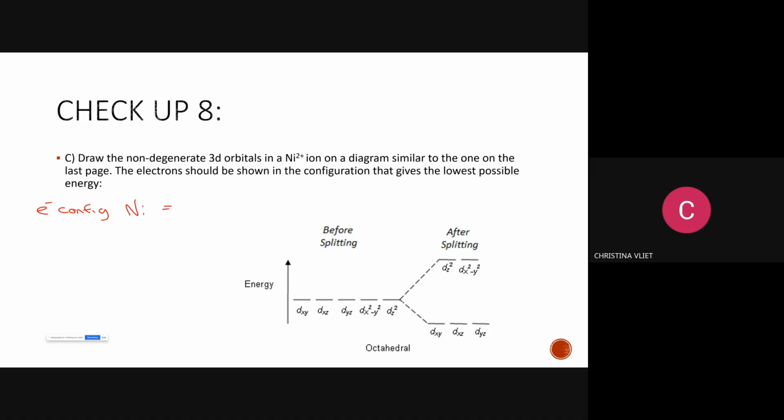Let's do nickel first. What's nickel? Argon, 4s2, 3d8. Nickel 2+ means what? It loses the 4s electrons, so it's still 3d8. So then what you're doing is filling the electrons after splitting. That's what they're asking for.